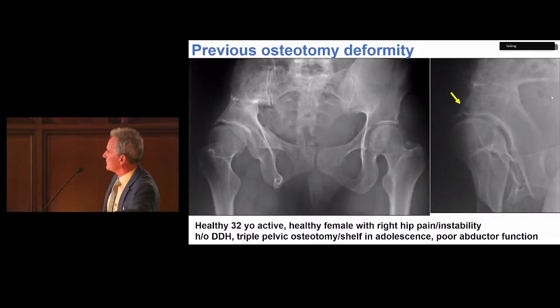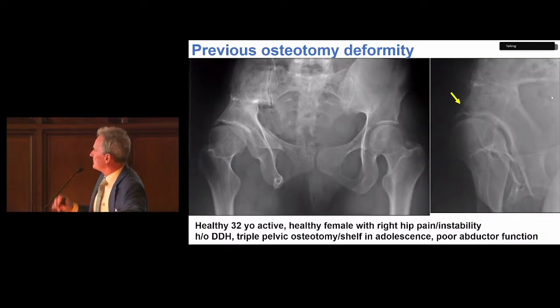So, a 32-year-old female, she had a previous triple osteotomy. She has a deformity of the hemipelvis here. She's uncovered anteriorly and laterally. She's had a shelf procedure as well. So somewhat of a complex surgery. Again, I did this several years ago. Today, we may think about a total hip in this patient.